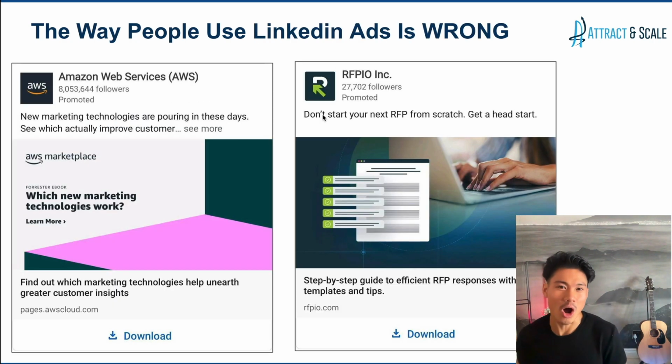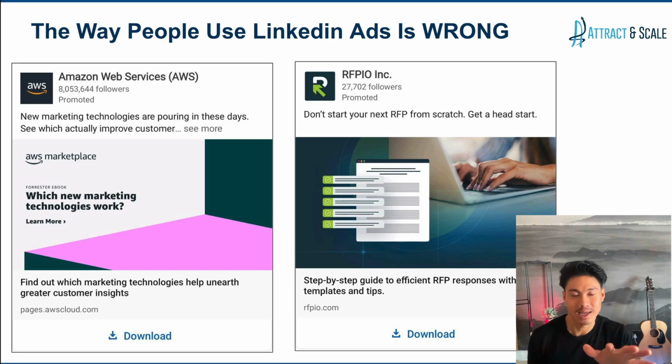All right, so let's just talk first about how people are using LinkedIn ads today and why it's completely wrong. It's so dumb, right? Like, you look at these ads that, to be fair, are being run by huge companies. Amazon, this other company is like reasonably large with 30,000 followers. But 90% of the ads that you see on LinkedIn right now is just for some sort of like downloadable asset. And it's like some sort of white paper or a checklist or some PDF file. This is literally 90% of the ads that you're seeing right now.